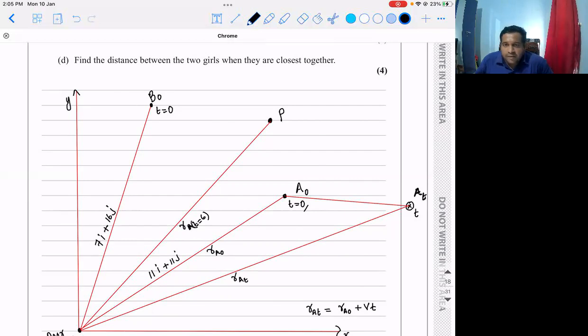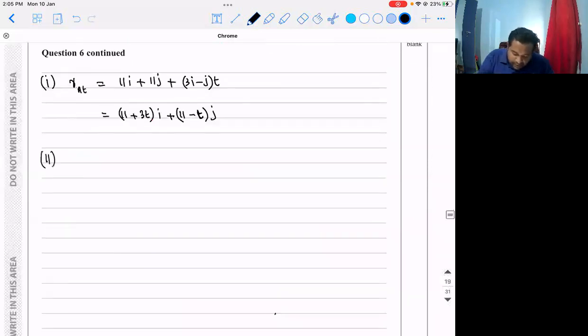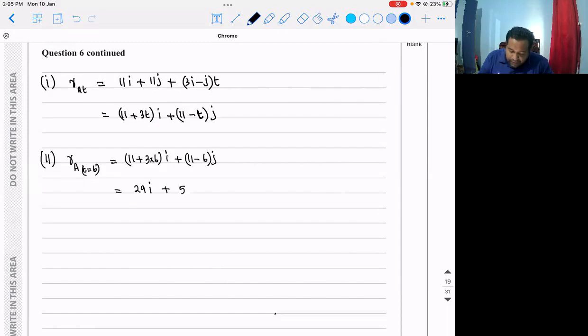So could you please calculate what is the position vector of Agatha at t equal to 6? First of all, we will calculate this. How? You will simply input this value as 6. 3 times 6 times i plus (11 minus 6) j. So that implies 21i plus 5j.